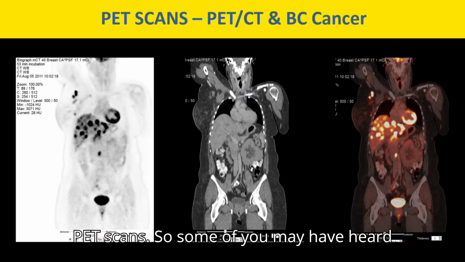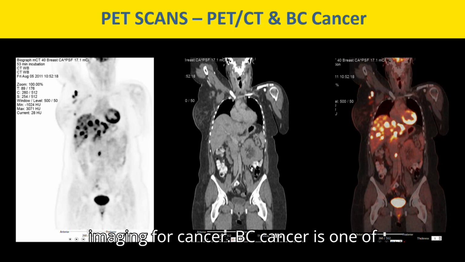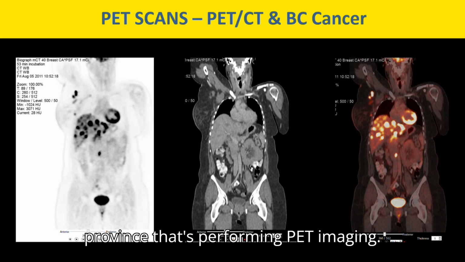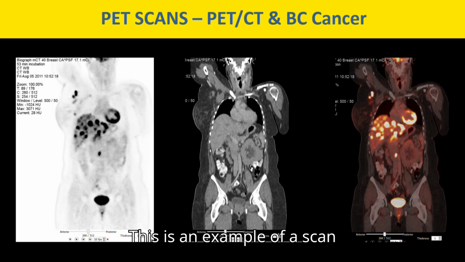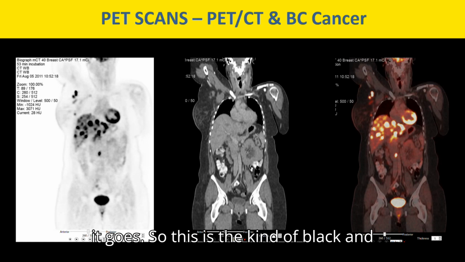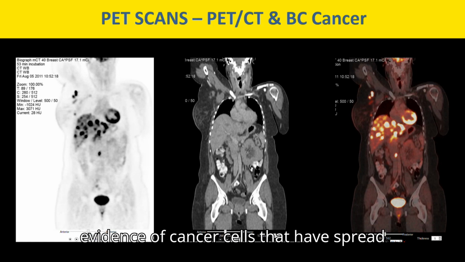PET scans. Some of you may have heard of PET scans. PET scans are very commonly used in imaging for cancer. BC Cancer is one of the leading areas in our province that's performing PET imaging. This is an example of a scan of a patient with metastatic breast cancer. What they did was they injected the patient with a radioactive sugar molecule, and then they see where it goes. So this is the black and white image on the left-hand side. That's your PET scan. And all those little dark black spots here are evidence of cancer cells that have spread throughout the patient's body.